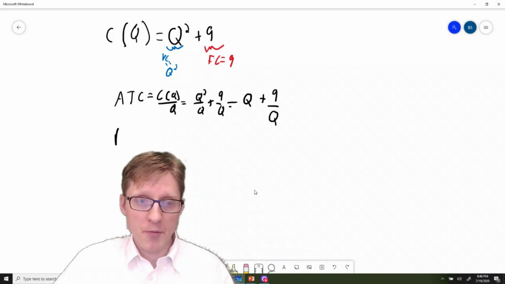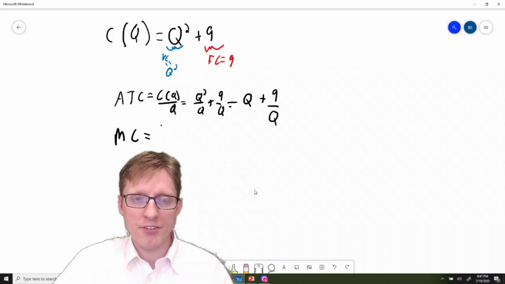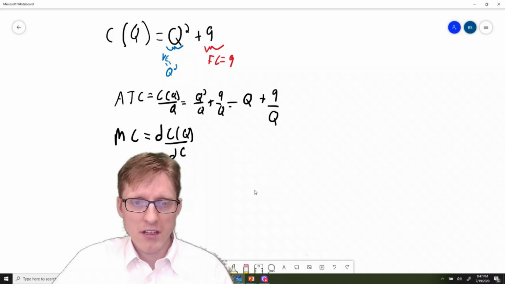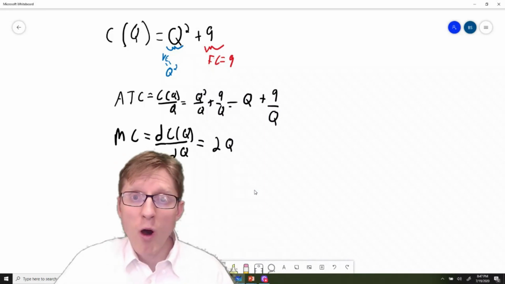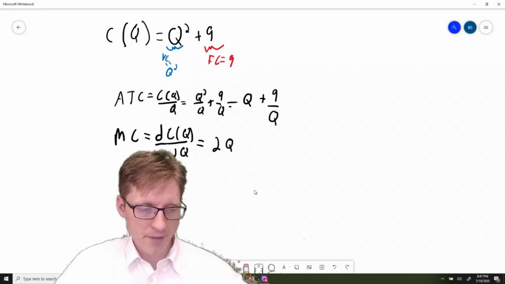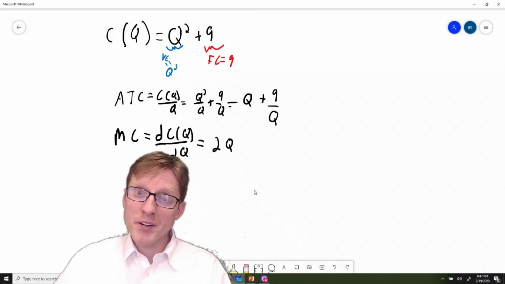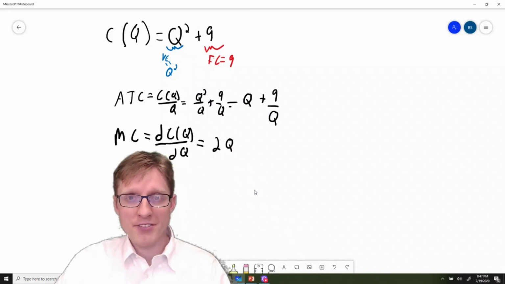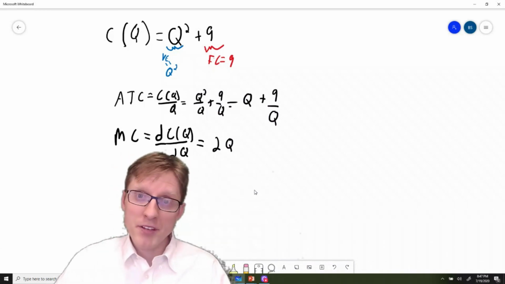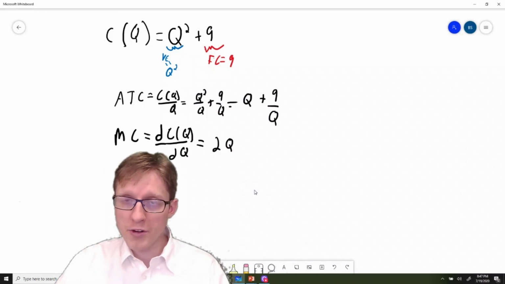Now let's look at the marginal cost. To get the marginal cost, we're just going to take the derivative of the cost function, which simply equals 2Q. Okay? So these are all things that you should be very comfortable doing. In the next video, we're going to use these cost concepts to investigate different cost concepts like economies of scale, economies of scope, learning by doing, etc.